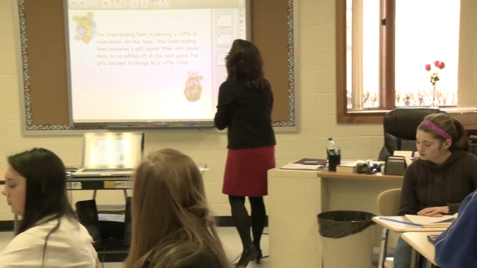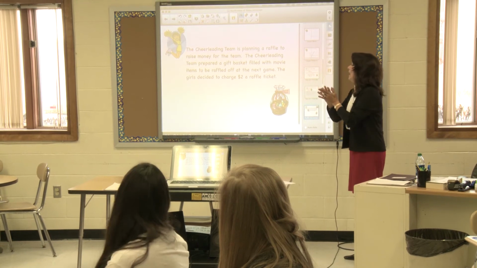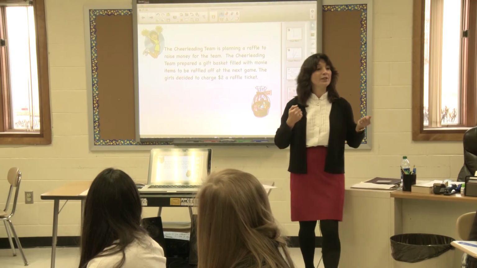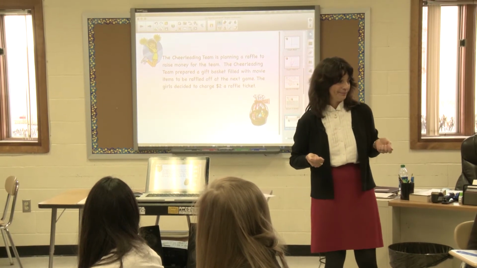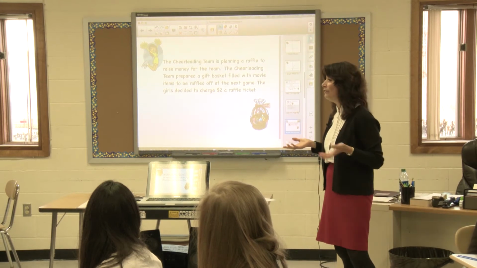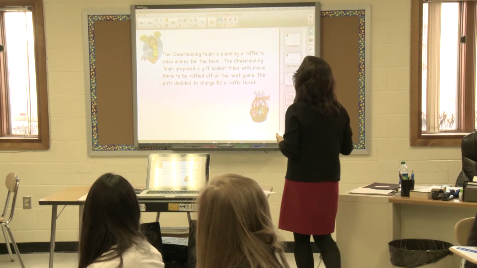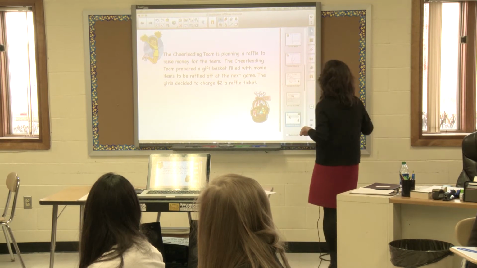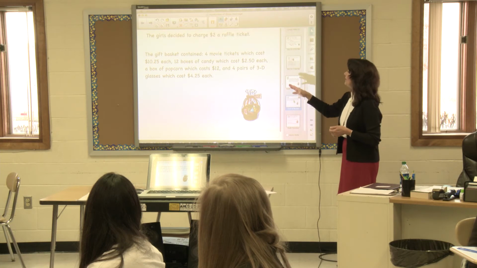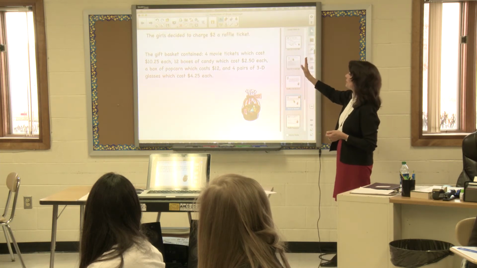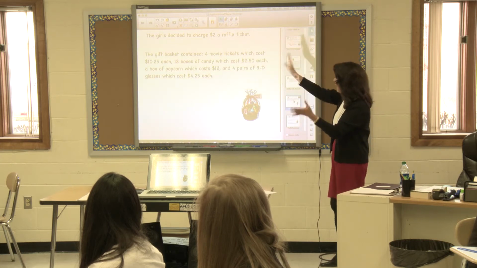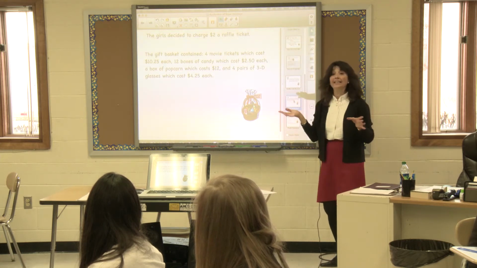Now, in this activity, the cheerleading team decided to plan another fundraiser, but this time they're raffling a gift basket. In the gift basket, they have a lot of movie items, and they decided they're going to charge $2 a raffle ticket. In the basket, they have 4 movie tickets that cost $10.25 each, 12 boxes of candy, 1 box of popcorn, 4 pairs of 3D glasses.